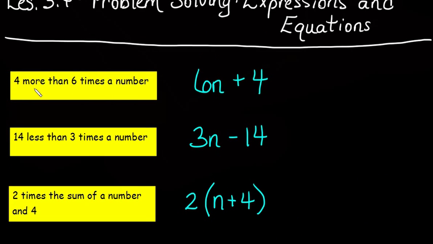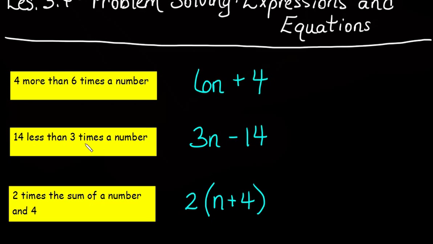Your first example, 4 more than 6 times a number. We don't know what that number is. We know to get it, 4 more than it, we need to multiply 6 times this number, and 4 more indicates that we're going to add 4. So your expression would be 6 times n plus 4.